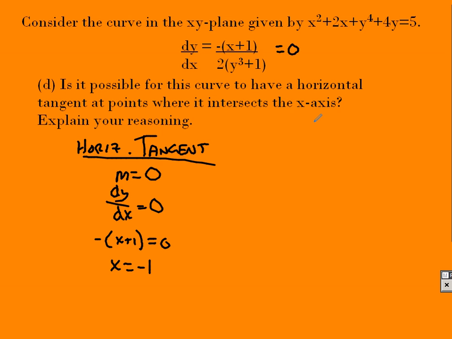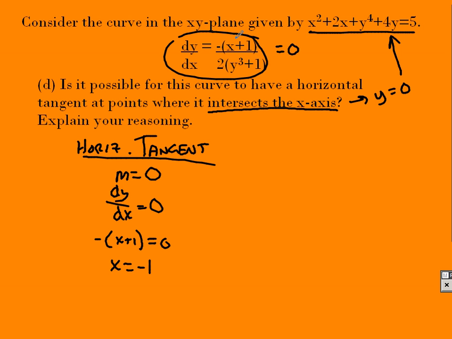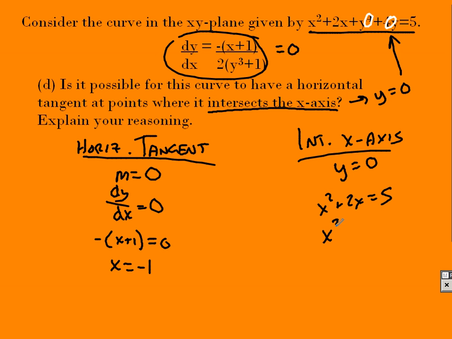Okay? Now, we also want to look at intersecting the x-axis. That's the same thing as saying that y is equal to 0. And in this case, we need to look at my original equation, the curve itself. So remember, this deals with the curve. This part deals with my slope. dy/dx deals with slope. So when I'm looking for intersecting the x-axis, that again means that y equals 0 in my original equation. That means that these values will just go to 0, and I'm left with x squared plus 2x equals 5. x squared plus 2x minus 5 is equal to 0.